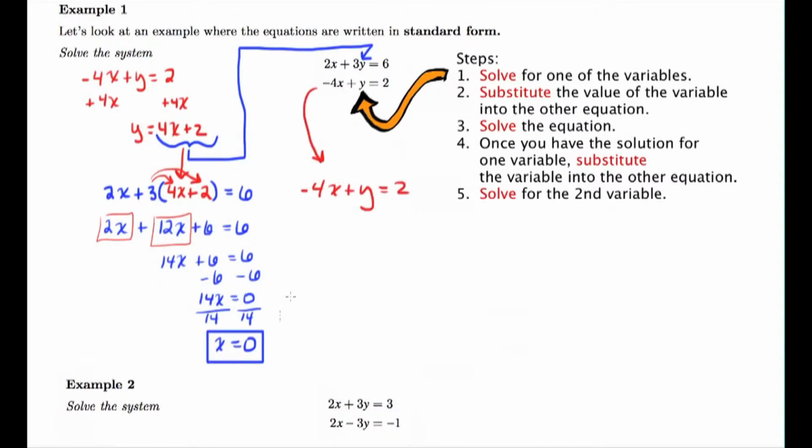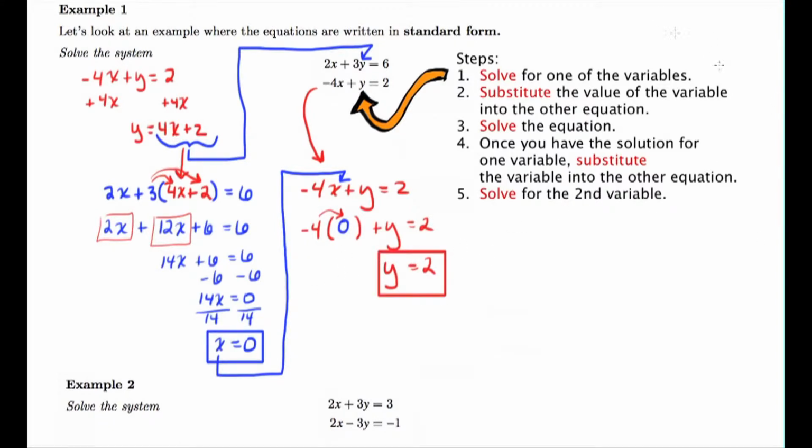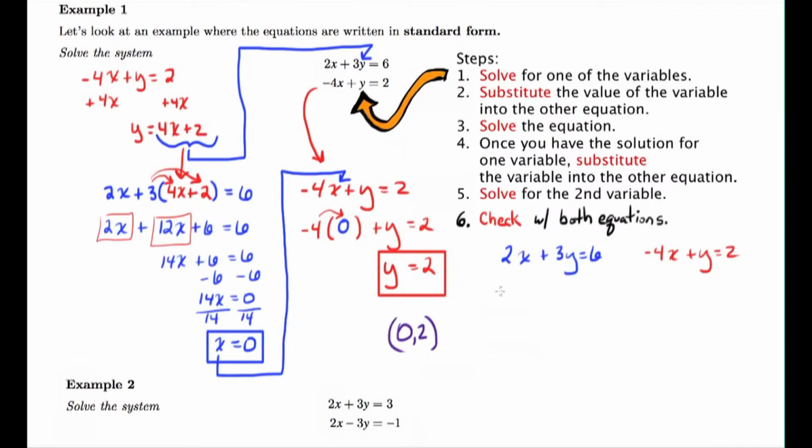So I could use one of the other equations, substitute 0 in for x, and solve for y. In this case, I get y equals 2. I'm going to add a sixth step here, and that is check your answer with both equations. So I can use 2x plus 3y equals 6 and negative 4x plus y equals 2, and I'm going to plug in my 0, 2 for both, and I get 6 equals 6 and 2 equals 2, so that means that it worked.